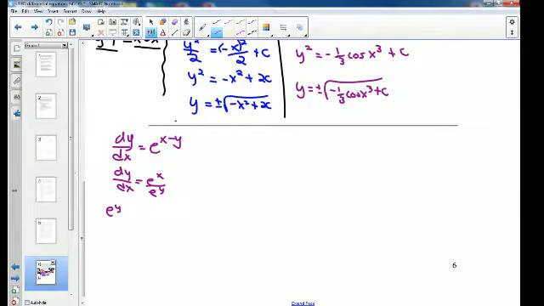separate. Do you see it? Okay. You with me?